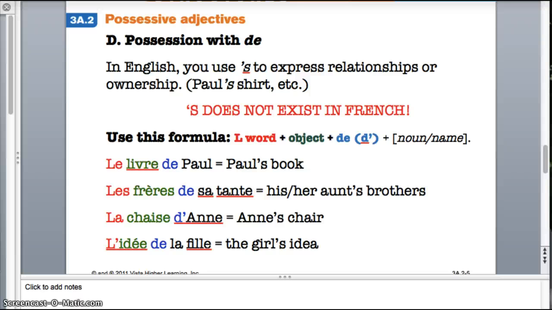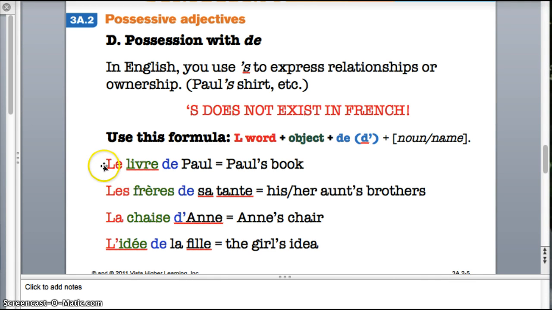The formula, broken down in parts, is you need the little L word that goes with the object, and then you use the word de, or d apostrophe if your next word starts with a vowel. And then the last thing that you include is who actually owns whatever the object is. So putting these together, all color coordinated, the little L words are all red, the objects are all green, the de is blue, and then the noun or person who owns is in black.